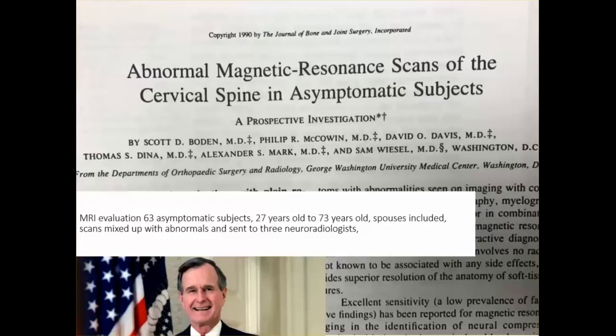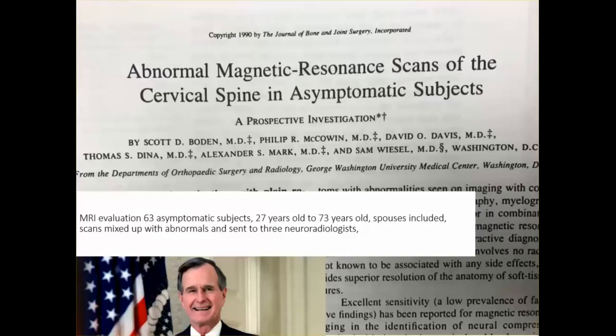So MRIs had only been out for like 4 years. Scott Bowden took 63 asymptomatic patients. These patients never had neck pain or arm pain in their lives, and he tried to get the spouses as well. So you had equal men and women. There are very different ages, 27 to 73, and then he took all these normal patients with no symptoms, did MRIs on their necks, and then sent them to 3 neuroradiologists, and they read the films.